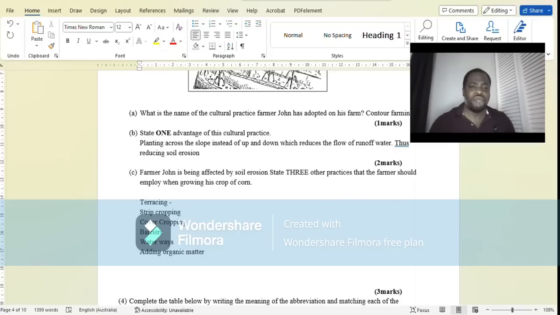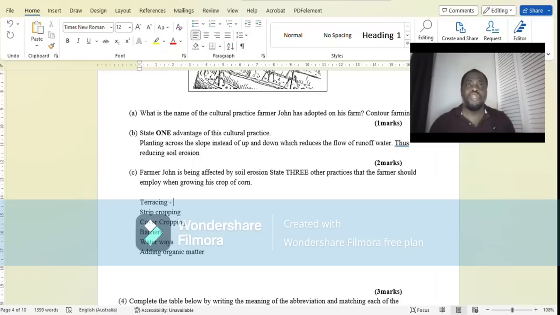And again, as I said before, there are two things that we want to do: either we're going to reduce the speed of the flow of the water down the slope. And so terracing acts as that method of reducing the speed. We have different forms. We have the bench, one of the popular ones that we utilize. We have strip cropping, and we basically plant in terms of strips.